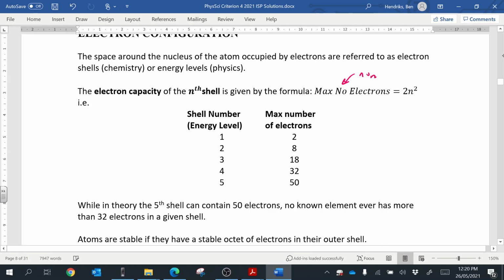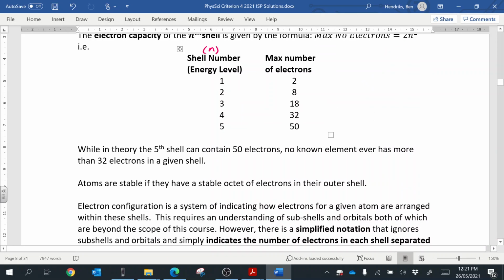of electrons equals 2n squared. So for example, 2 times 1 to the power of 2 is equal to 2. 2 times 2 to the power of 2 is equal to 8, and so on. So we can put the shell number as n, and we put that into this equation here anyway, to find out the maximum number of electrons.